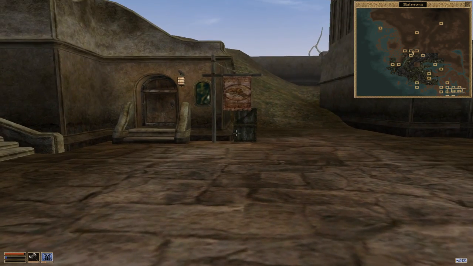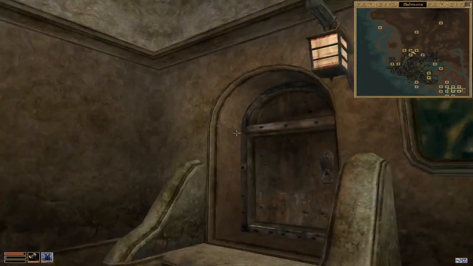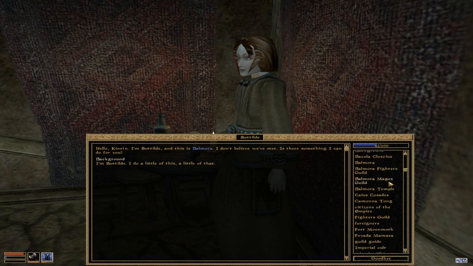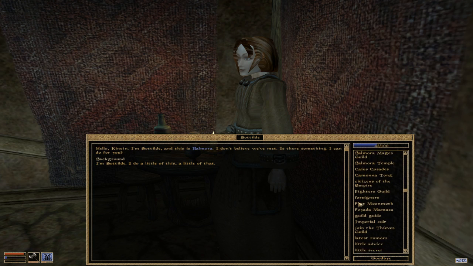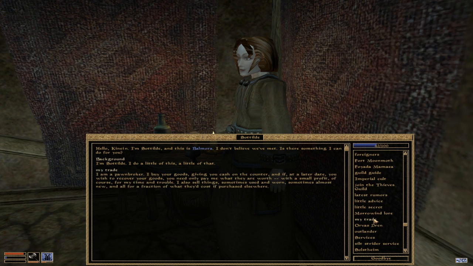Okay. So, first of all, we need to find the South Wall. And here it is. That's lucky. Background: a little of this, a little of that. So you are a thief. You're a thief then. Let's check our logic here.